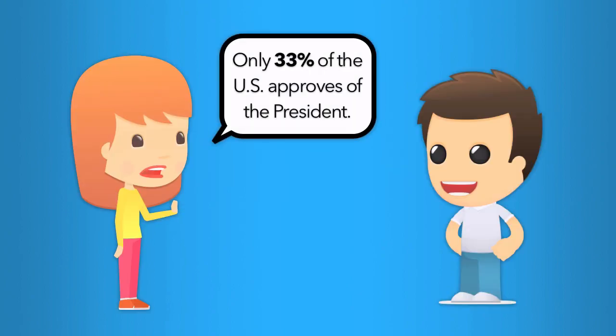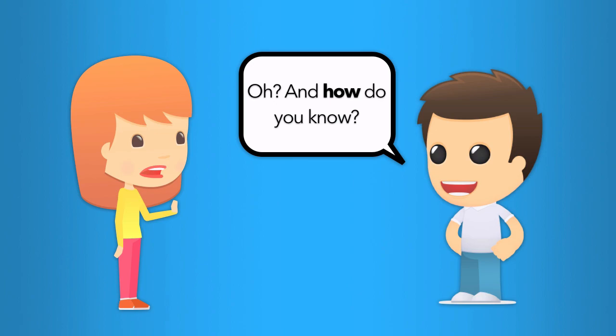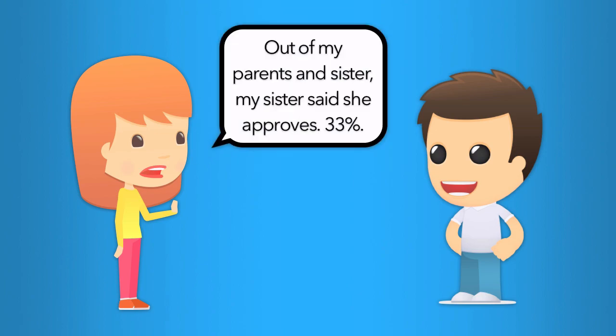Imagine a classmate says, only 33% of Americans approve of the job the president is doing. Now, before accepting that claim as true or acceptable, you should ask how she knows that. What if she says, well, I asked both of my parents and my sister if they approve, and only my sister said yes. So that's 1/3 or 33% approval. Would you accept her claim that this reflects the opinions of all Americans?